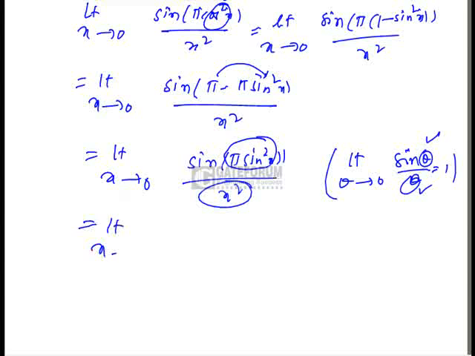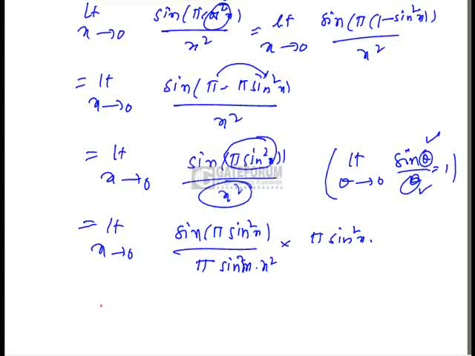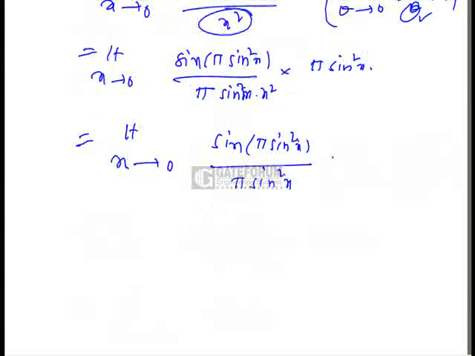Then the limit will be limit x tends to 0, sine of pi sine square x by pi sine square x into x square into pi sine square x. Now, I'll write it as limit x tends to 0, sine pi sine square x by pi sine square x into limit x tends to 0, sine x by x whole square. Now we know limit x tends to something, f of x into g of x will be equal to limit x tends to something, f of x into limit g of x.